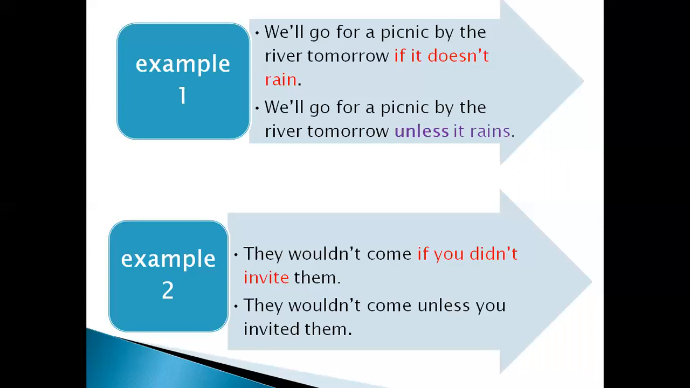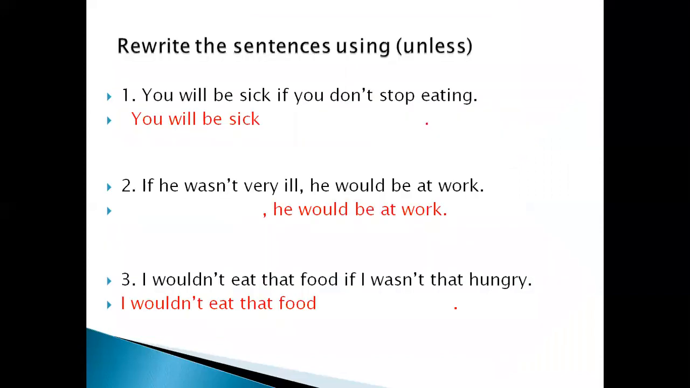Now let's move to the first exercise. The first exercise is to rewrite the sentences using unless. If you notice in numbers 1, 2, 3, we have 3 sentences. I just wrote the red parts. These red parts mean that we will not make any changes in these parts. We only change the part of if not into unless.